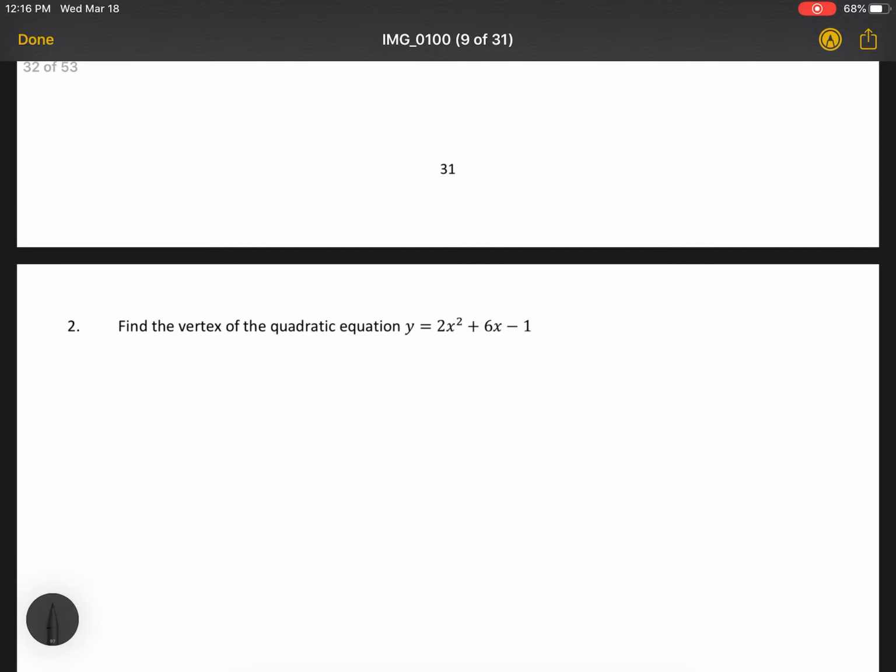Okay, so we're actually going to leave this in y equals form. What we're going to do is get that negative 1 over to the other side of the equation, so add 1 to both sides. That's going to give us y plus 1 equals 2x squared plus 6x.